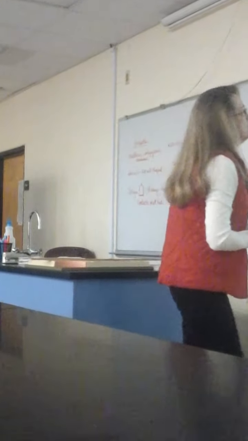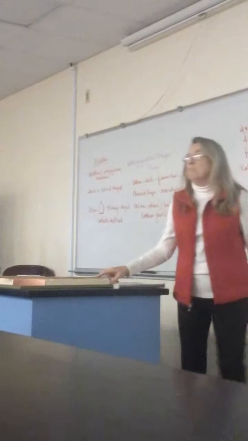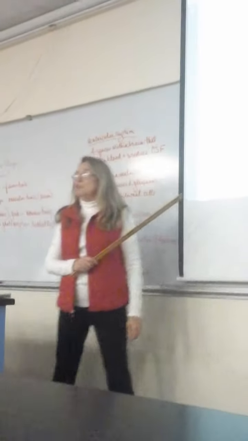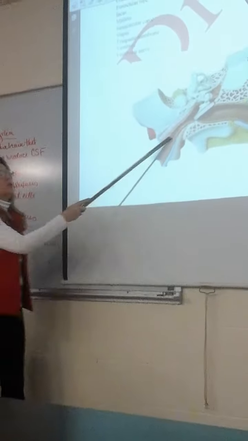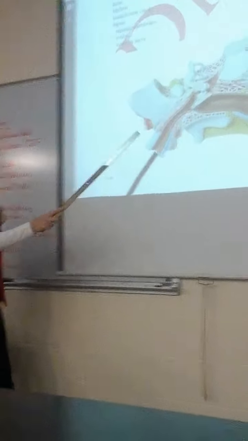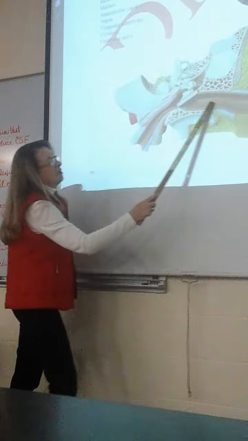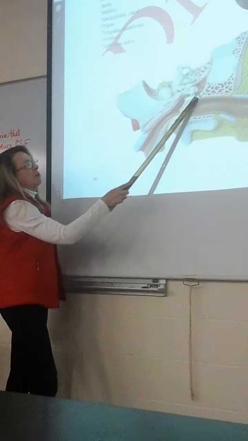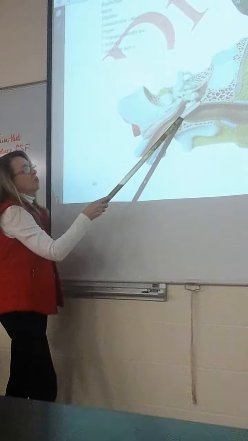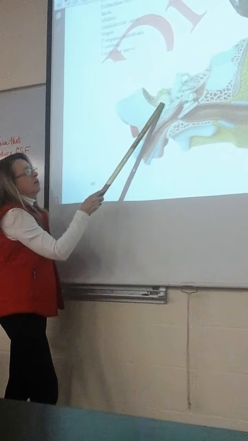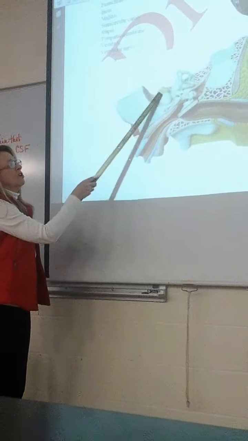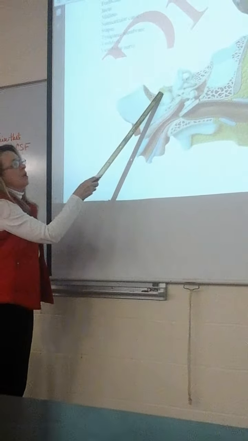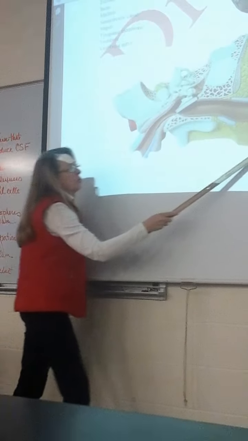Okay. So, have we learned all the features? Let's name them. I'm going to point at something, you tell me what it's called. What is this? Eustachian tube. What is this? Auditory canal. What is this right here? Tympanic membrane. What is this right here? Cochlea. What is the nerve coming off of it? Cochlear nerve.